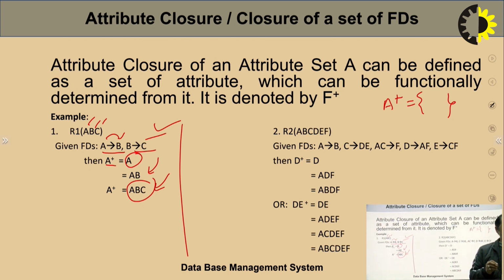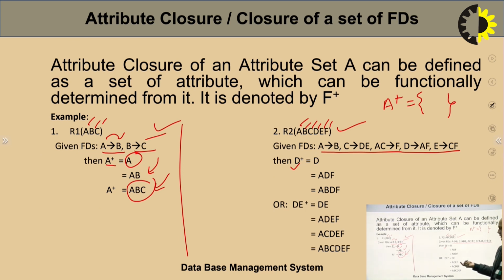We can denote it A plus, and the attributes that can be added in the closure are A, B and C. In the second example, we have the attributes A, B, C, D, E, F. These are the attributes that we can use in the second example, and these are the functional dependencies that are given. Suppose we have to find the closure of D plus.